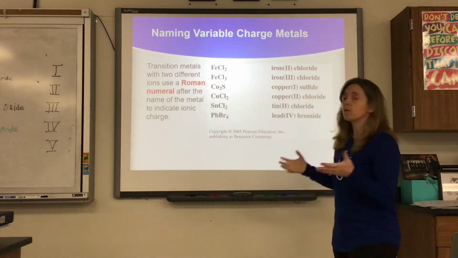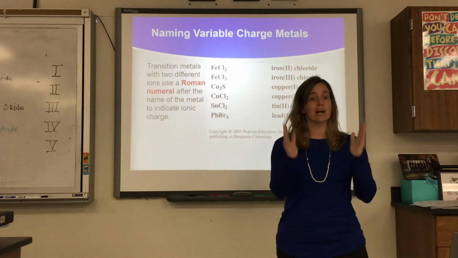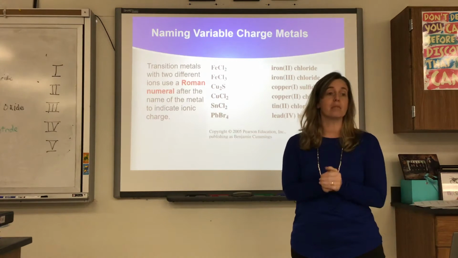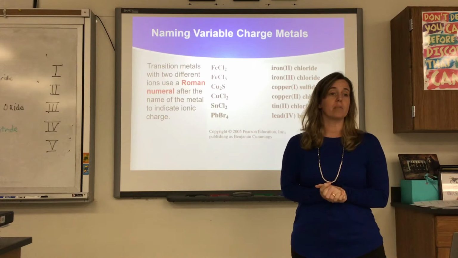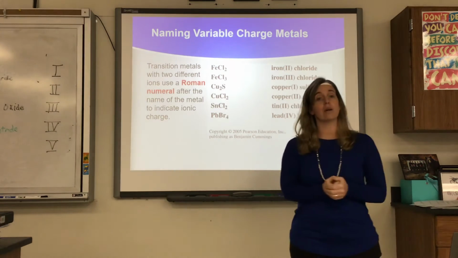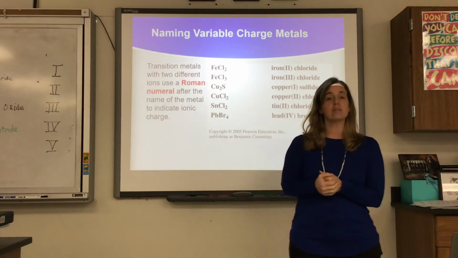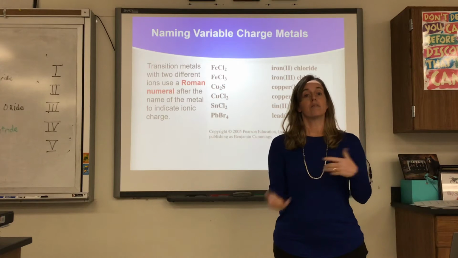So let's review what a transition metal is. If you're looking at the periodic table, it's that section in the middle, the D sublevel and the F sublevel. Those elements are called transition metals because they can change their oxidation state. Remember, the oxidation state is the number of electrons lost or gained from a particular atom.